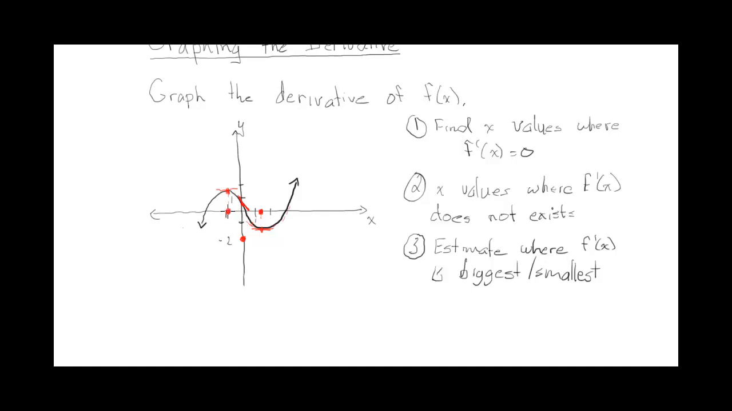So I've got these 3 points: two x-intercepts, which corresponded to the tangent being horizontal, and this point here, which I estimated to be my steepest. This is sort of my minimum point because it has the largest negative slope. And then the fourth step is basically to connect the dots. So I have those 3 points, so connect the dots.